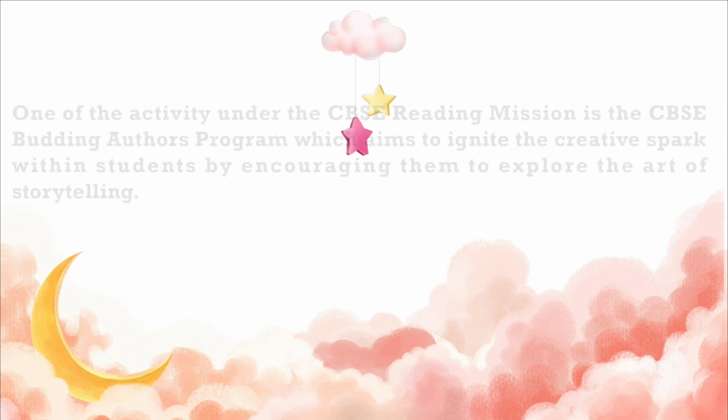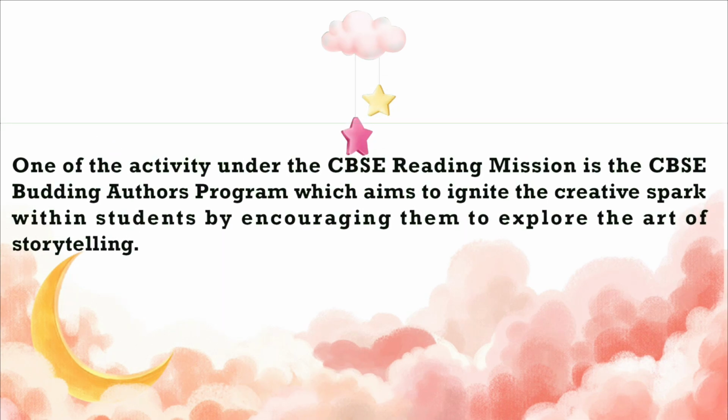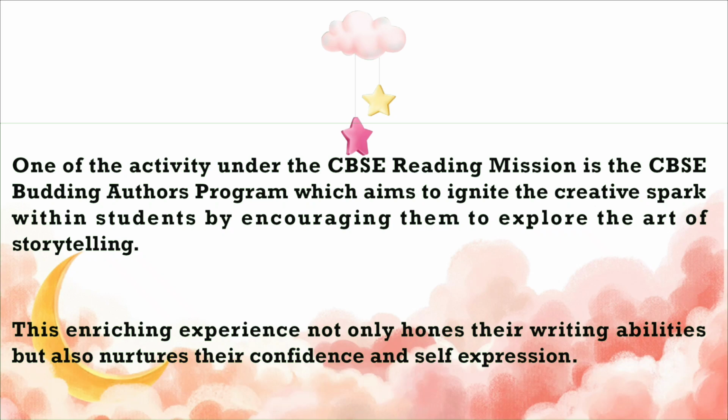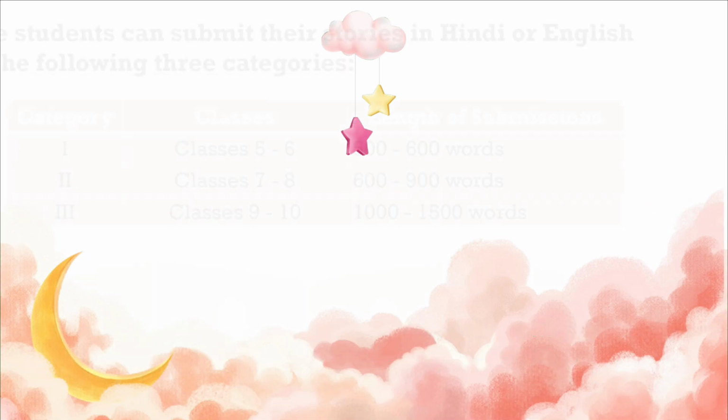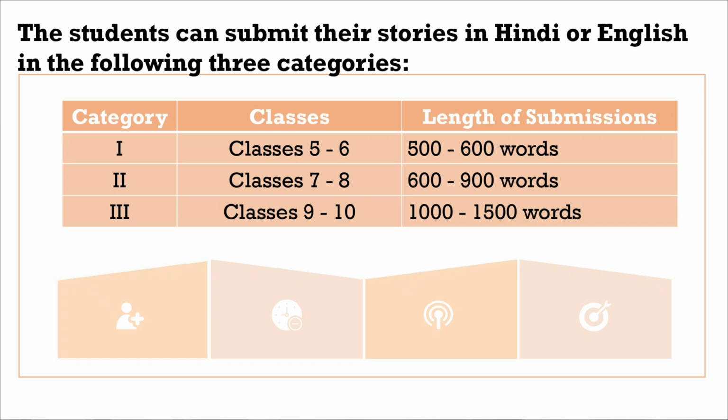One of the activities under the CBSE Reading Mission is the CBSE Budding Author Program, which aims to ignite the creative spark within students by encouraging them to explore the art of storytelling. This enriching experience not only hones their writing ability but also nurtures their confidence and self-expression. The student can submit their story in Hindi or in English in the following three categories. Category 1 is for students of classes 5 and 6, Category 2 is for classes 7 and 8, and Category 3 is for classes 9 to 10.